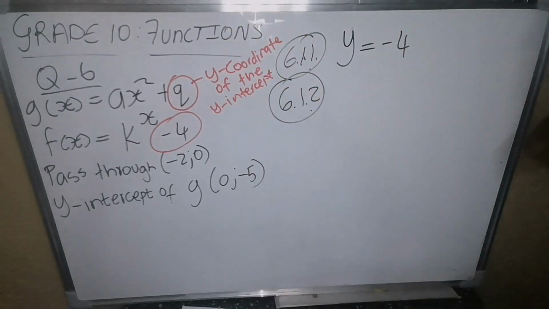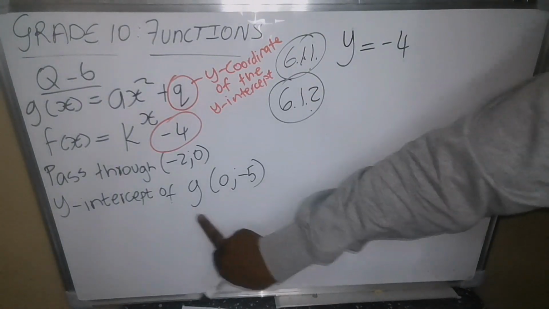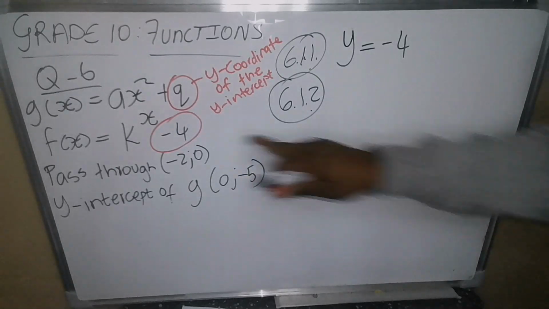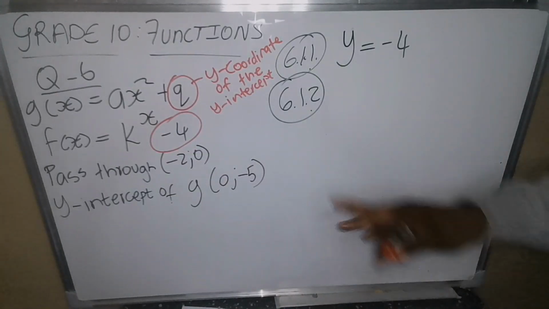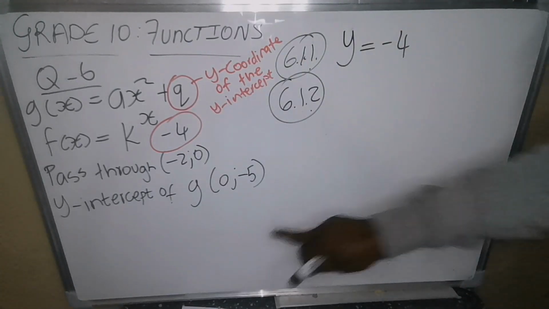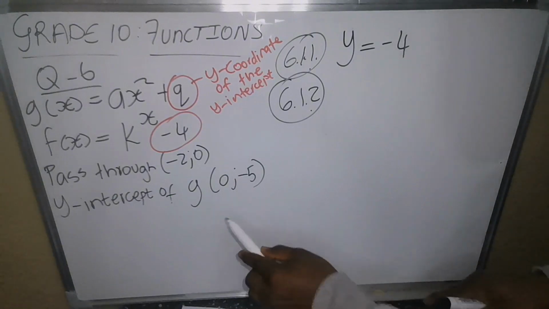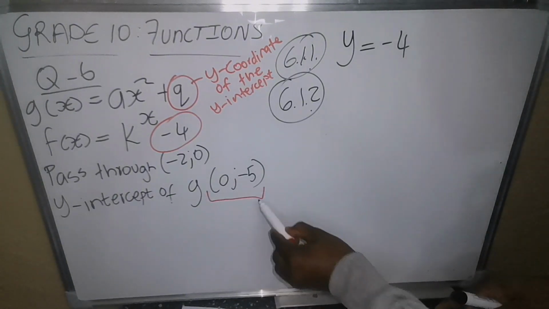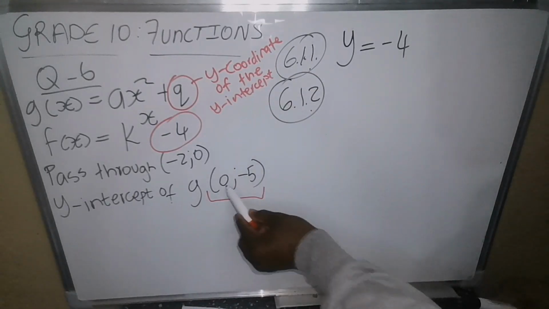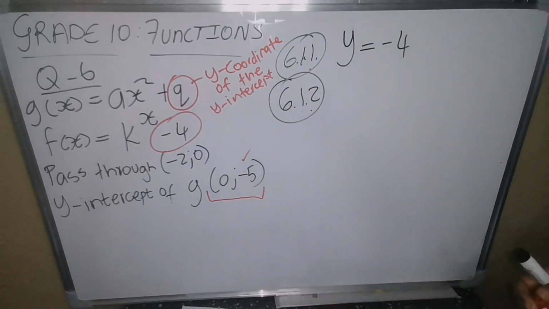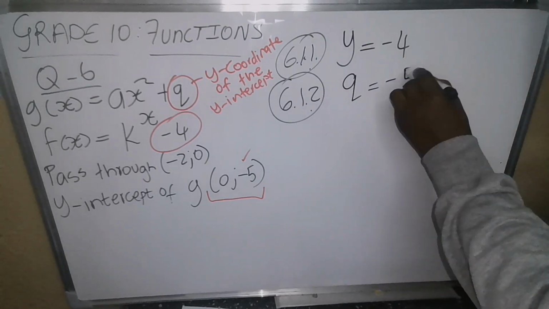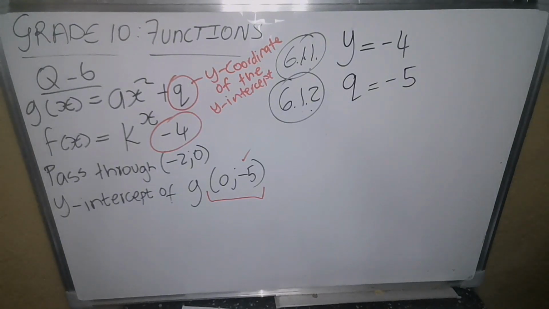Now they told you the y-intercept of g is (0; −5). These are the coordinates of the y-intercept of the graph of g. We are saying q represents the y-coordinate of the y-intercept. What is the y-coordinate between 0 and negative 5? Negative 5. Therefore, q = −5. Very simple, guys.